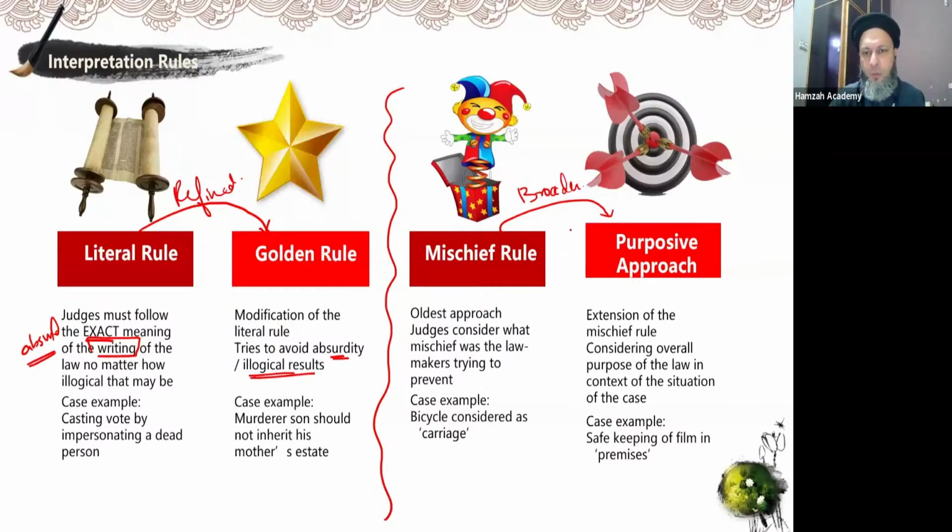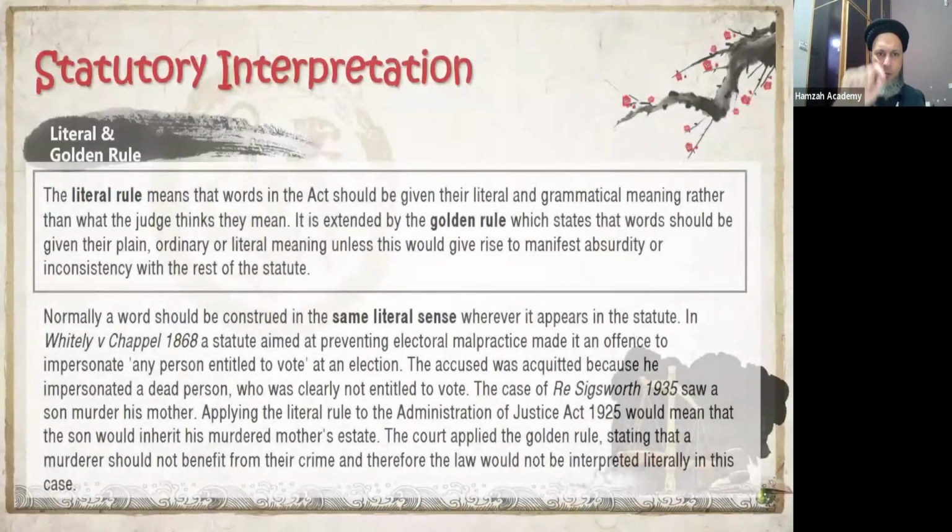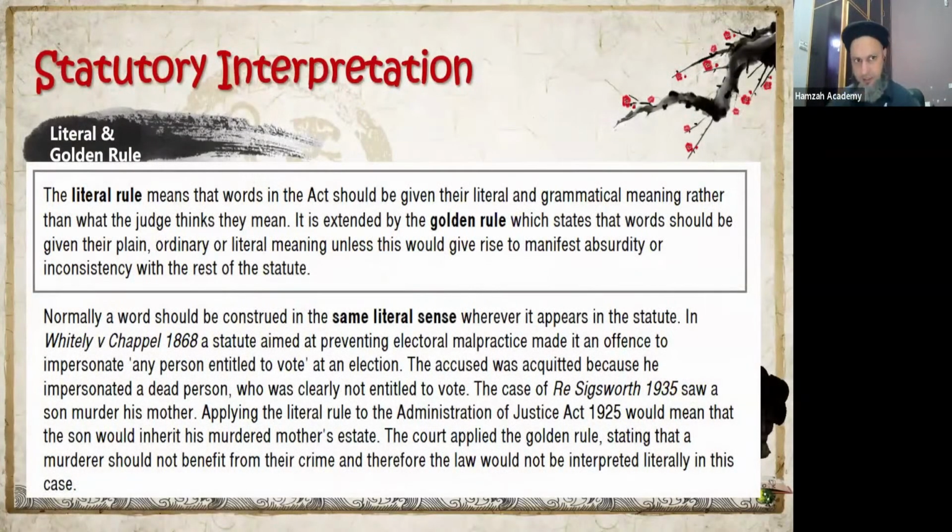The mischief rule and its broader aspect, the purposive approach. The mischief rule is the oldest approach. Judges consider what mischief, what specific point the law was trying to prevent. Whereas in a purposive approach, we consider the overall purpose of the law in the context of a certain situation. Now, let us understand these two with the help of these cases. Just a minute, please.